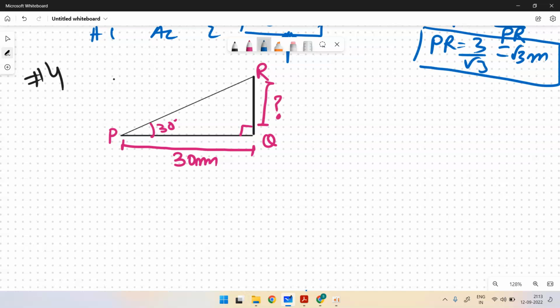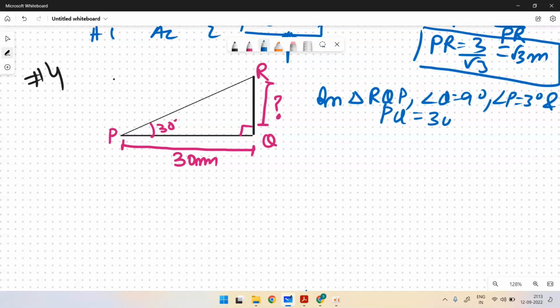Now you can see that in triangle RQP, angle Q is 90 degree, angle P is 30 degree, and PQ equals 30 meters. I need to calculate RQ, and what is given to me is PQ, which is 30 meters. With respect to the angle, this is my perpendicular and this is my base. So perpendicular by base, I will be using tangent of theta, so tan 30 degrees is given by RQ by PQ.